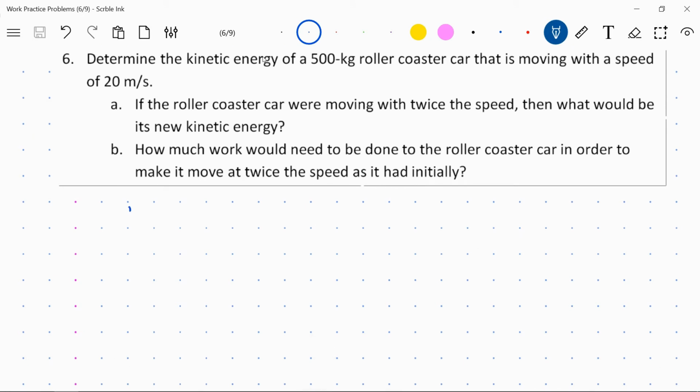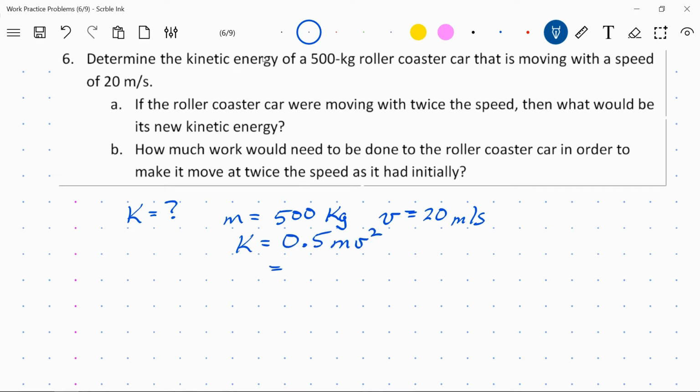K is what we're looking for, the kinetic energy. It has a mass of 500 kilograms, and it's moving with a speed of 20 meters per second in this kind of question that precedes part A. So if you want the kinetic energy based on that information, it's simple enough, 1/2 mv squared. So that's 1/2 the mass of the 500, the speed of 20, which we don't forget to square.